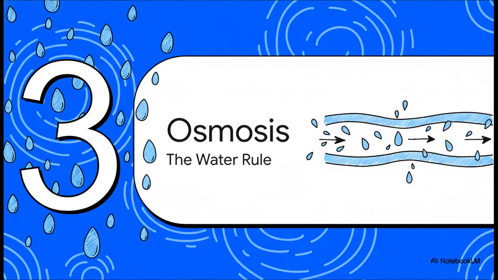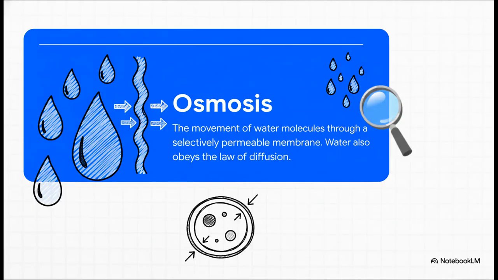Now, water is so incredibly important for all life that the diffusion of water across the cell membrane gets its own special name. It is still a type of diffusion, but we call this special case osmosis. So what is osmosis? It's simply the movement of water molecules. But the key things to remember are that it happens across a selectively permeable membrane, just like the plasma membrane. And, just like diffusion, the water moves from an area of high water concentration to an area of low water concentration.